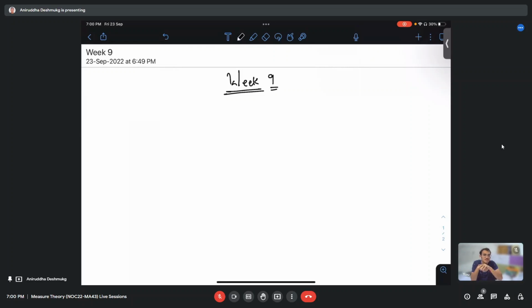Today is the ninth discussion on the Measure and Integration course by NPTEL, and today I plan to continue what we started last time. That is, looking at some non-negative functions and asking whether they are integrable or not by approximating them using simple functions. The general technique we have already seen during the class, but let me just recall it once again.